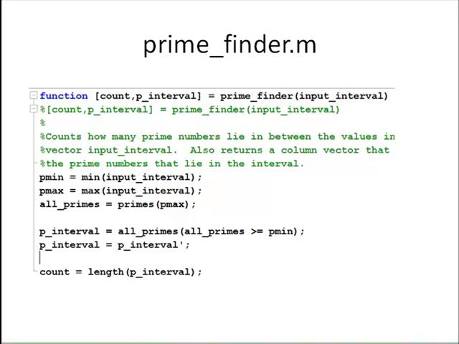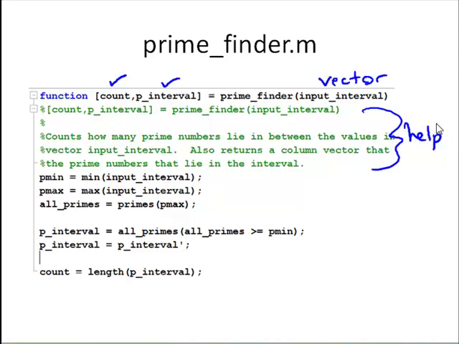I called it primefinder.m, and you can download it from the folder where this video lies, and I would encourage you to do so. Make sure you understand how it's working. So we have our function command defining our two outputs. We have the scalar count and what will be our vector of prime numbers that I called p interval. And then our input is one variable, but this will be a vector with two numbers. Recall, it's a vector with two numbers. Then we have our help comments.